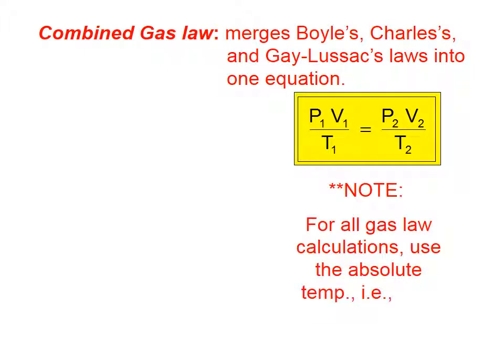For all gas law calculations, you must use the absolute temperature, that is, the temperature in Kelvin. This equation is extremely picky about the unit for temperature. It has to be Kelvin, never anything else. If the temperature is given in Celsius, change it to Kelvin, and then you'll be fine.